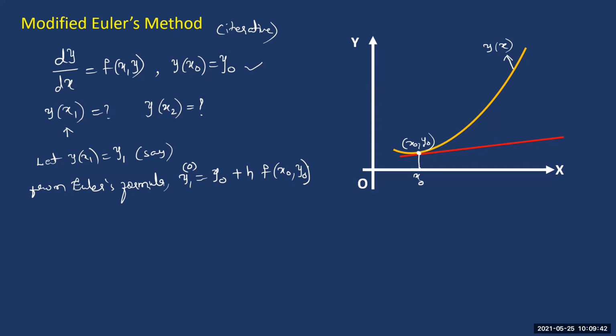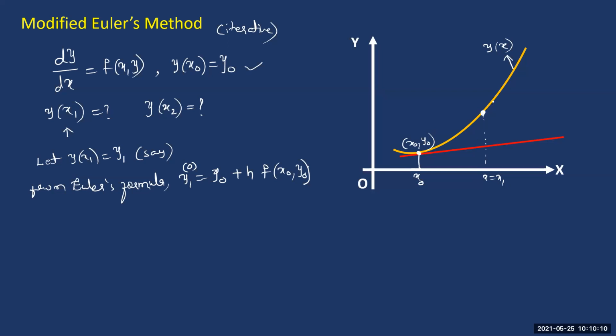And when you approximate the original curve by this tangent line, in Euler's method, we have actually approximated this original curve by this tangent line. For example, if this is the line x equals x1, now see, actually this is the solution you are expecting. Y at x1 is this.